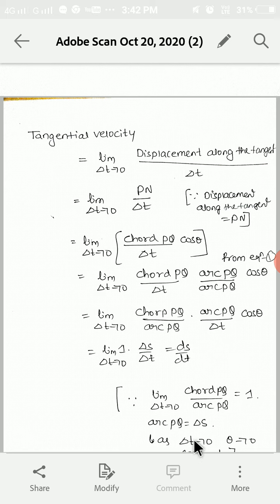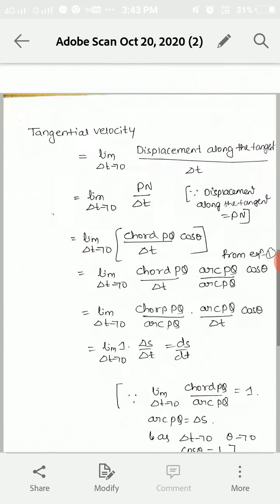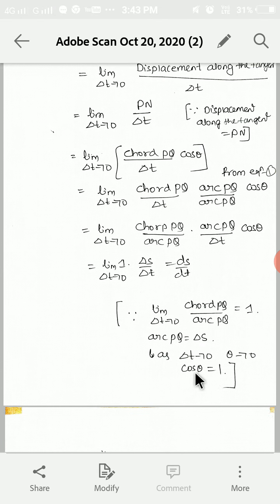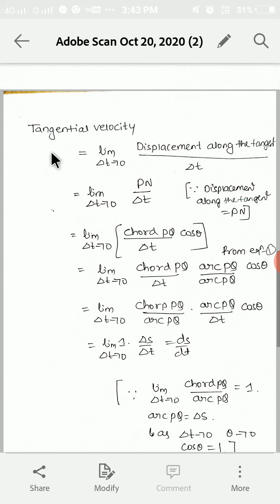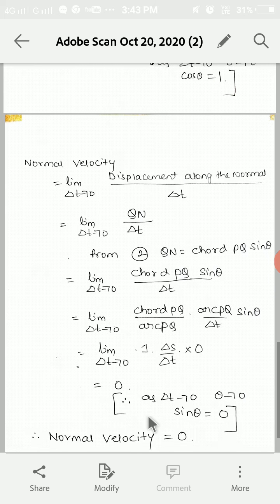And one more thing: as delta t tends to 0, theta is equal to 0. In this figure, when there is no delta t, the point does not move anywhere, it remains at that point only. Then clearly theta is also 0, and when theta is 0, cos theta is 1. So this becomes ds by dt. Therefore, tangential velocity is equal to ds by dt.